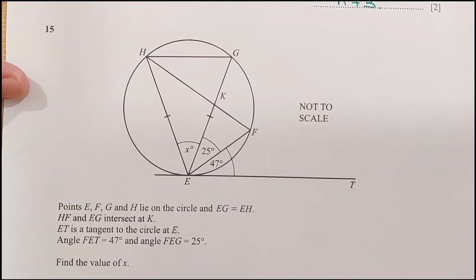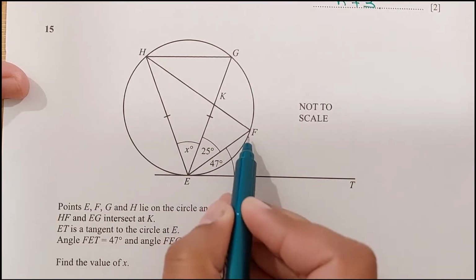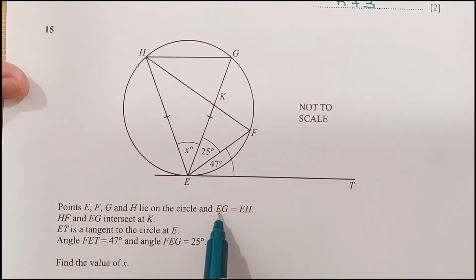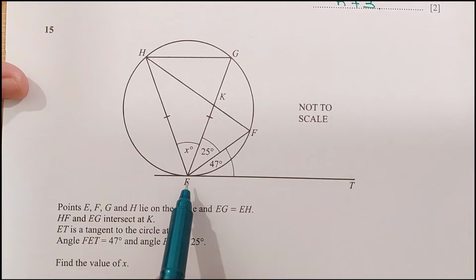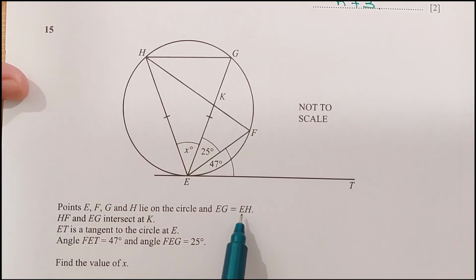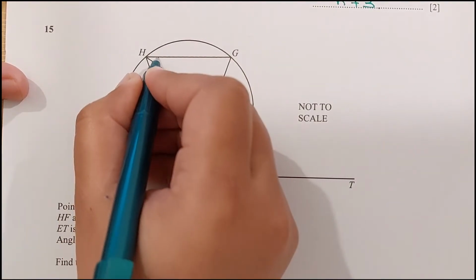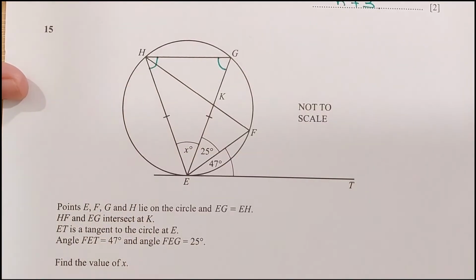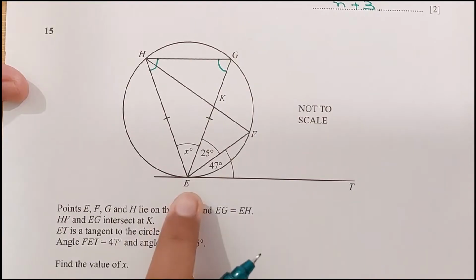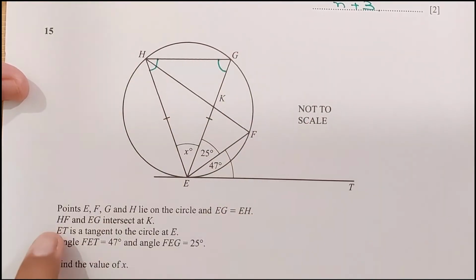Question number 15. The points E, F, G, H lie on a circle. EG equals EH. EG and EH, these two sides are the same. It means these two angles are the same. This is an isosceles triangle. Two sides and two angles are the same. The triangle EGH.